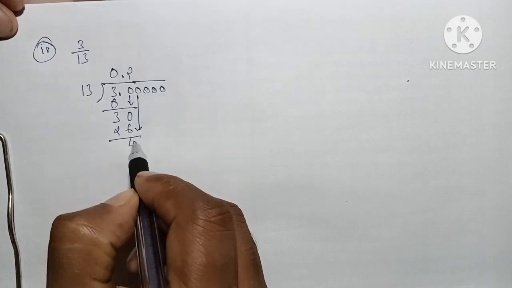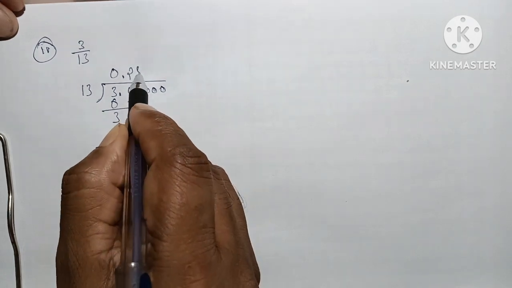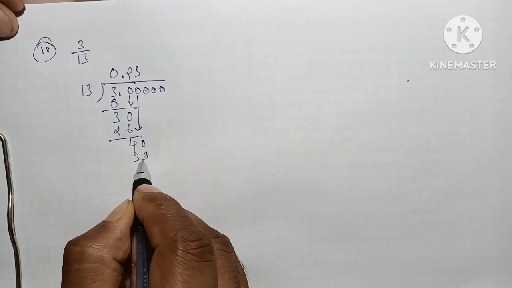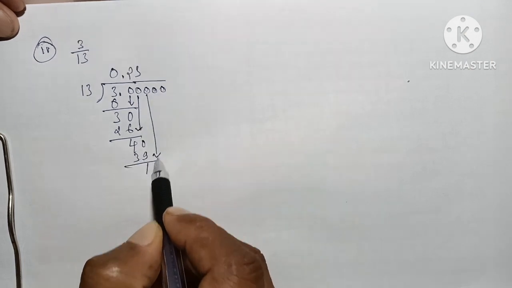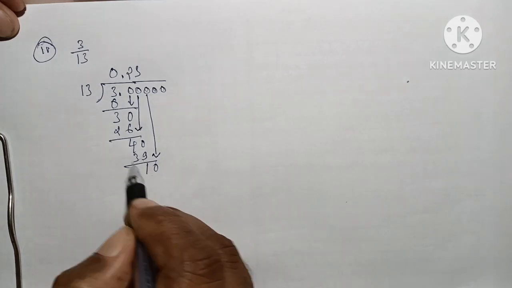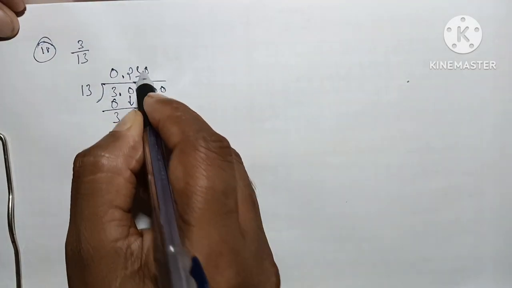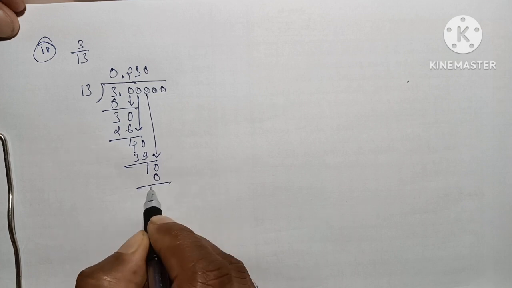Now bring down 0, 40. 13 3s are 39, then again 1. Now bring down 0 here. 10 and 13 is not possible to divide. You give 0 times, then 10.